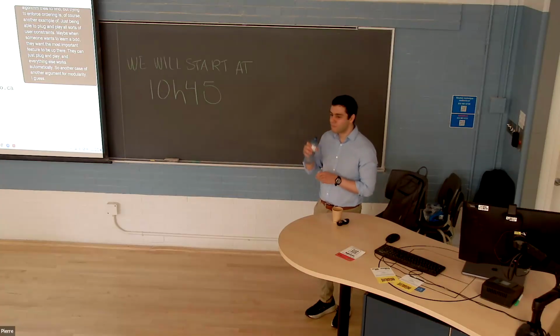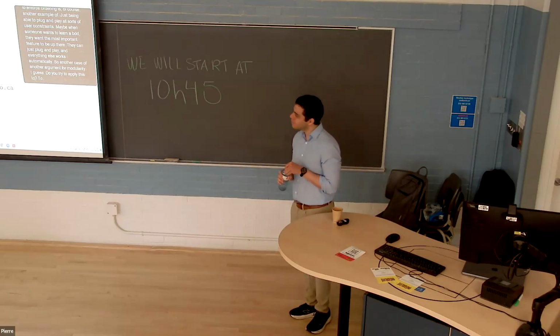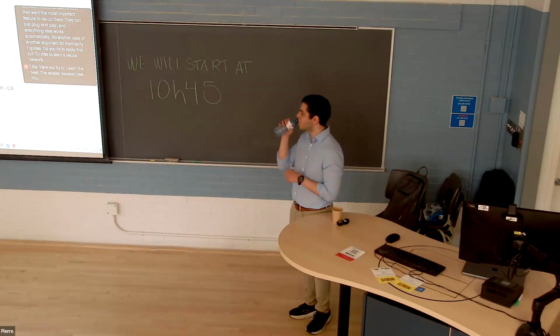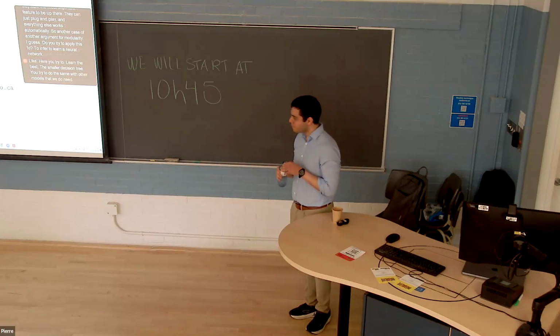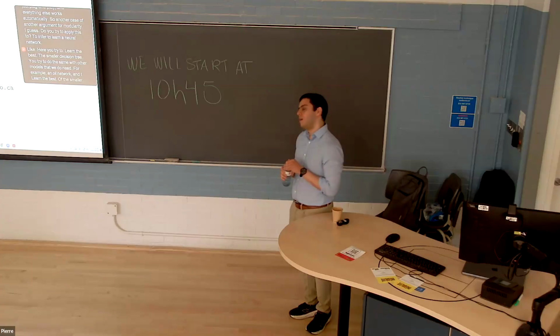Another question then. Did you try to apply this to learn a neural network? Here you try to learn the smaller decision tree. Did you try to do the same with other models than BDD? For example, a neural network, can I learn the best or the smallest neural network that fits my data?